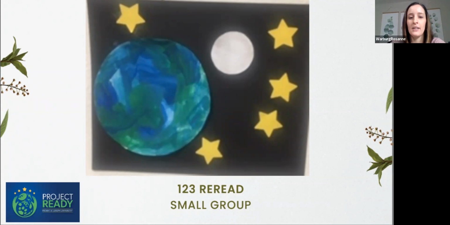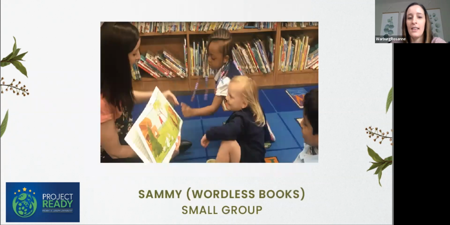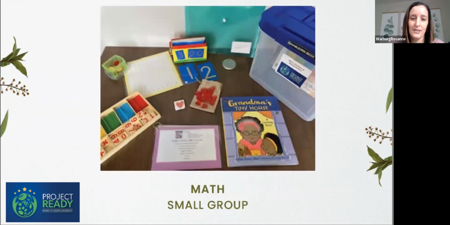So students are having a chance to read or listen to one of the stories that was introduced in the whole group already, and they can hear it again, and they have a little bit more opportunity to engage and talk about it because they're in this small group. Another small group oral language is telling terrific tales. So that's our puppets and our classic tales. And the final oral language group is Sammy, or our wordless books. So they are telling the story of a wordless book there together.